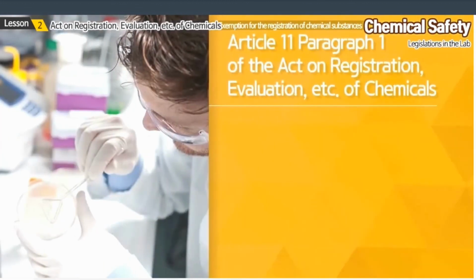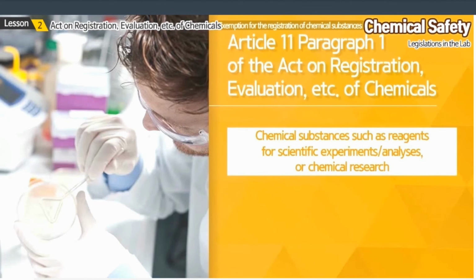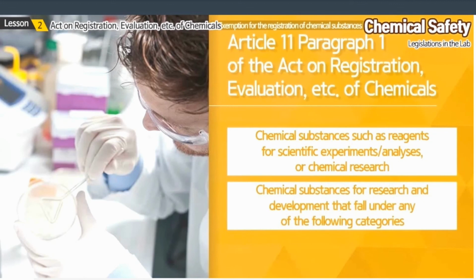Details related to exemptions are stipulated under Article 11 of the Enforcement Rule of the Act on Registration, Evaluation, etc. of Chemicals. Chemical substances, such as reagents for scientific experiments, analyses, or chemical research, and other chemical substances for research and development that fall under any of the following categories may be exempt from registration.